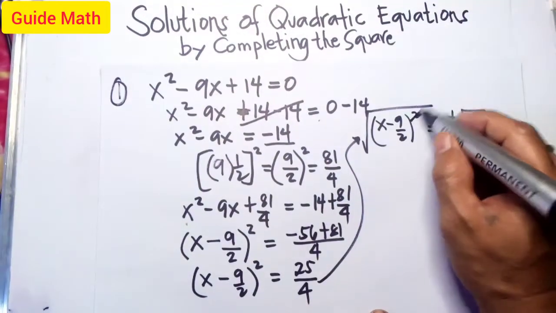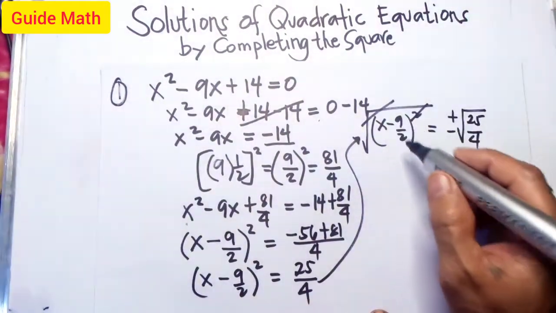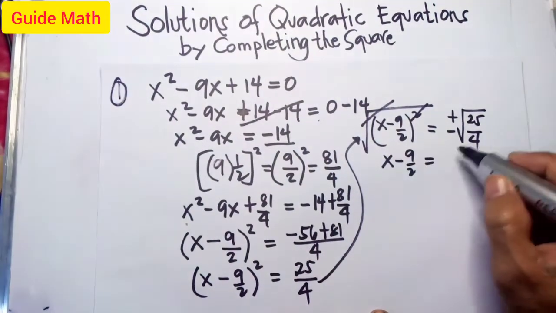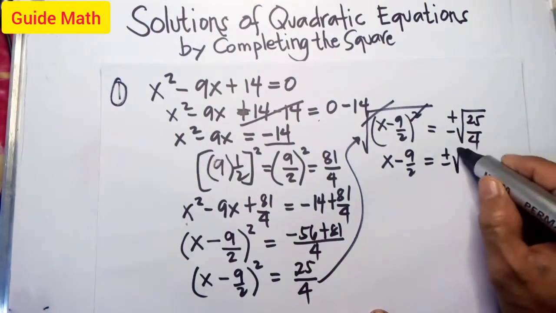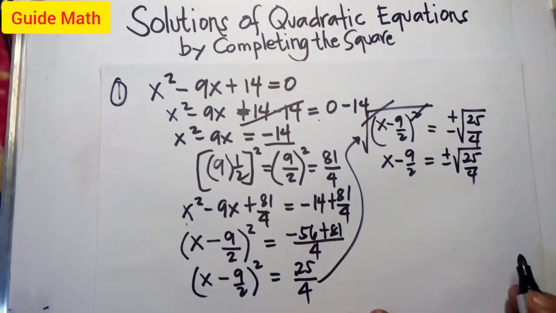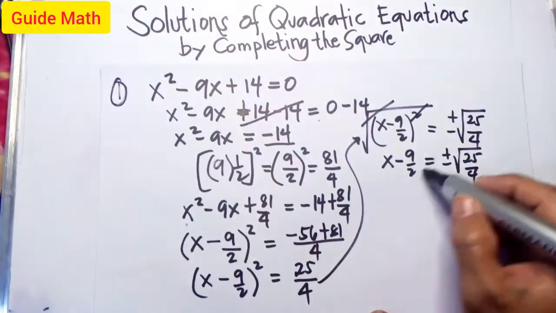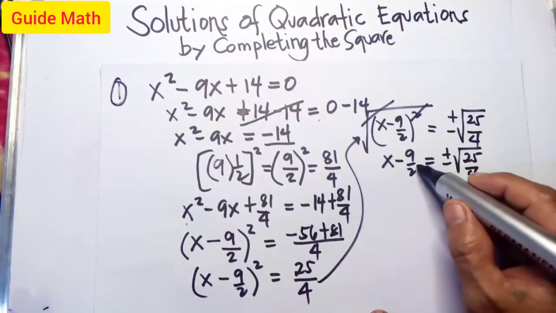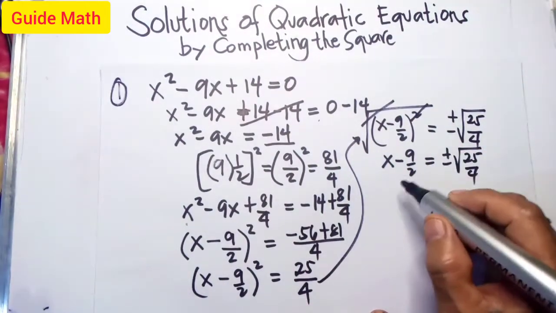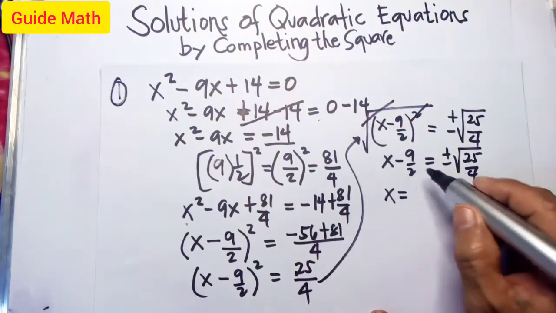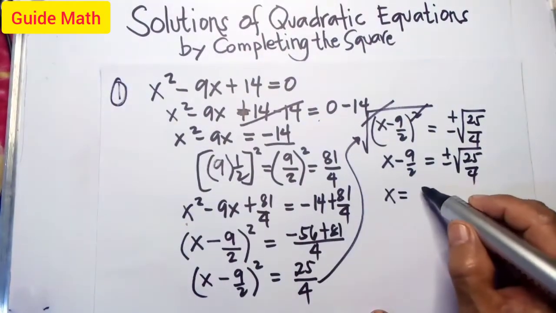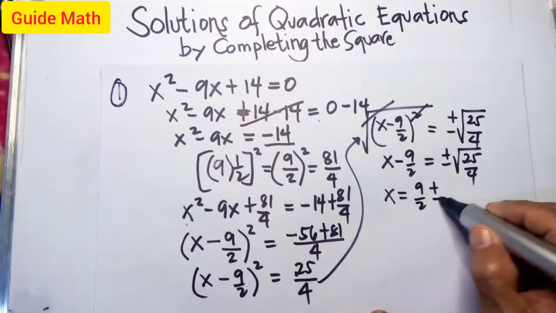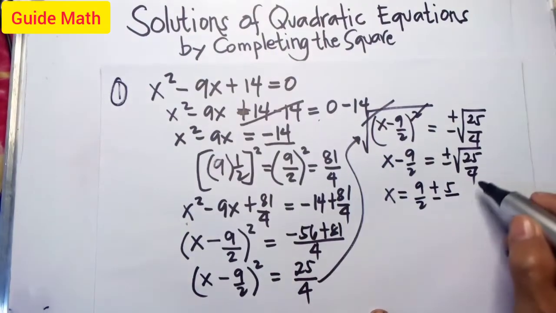So cancelling the square, we have x minus 9 over 2 is equal to plus or minus square root of 25 over 4. Then we apply the addition property of equality on the left hand side of the equation, so that what remains is x. We simply transpose that to the right hand side and the sign will change. This will become 9 over 2, or 9 halves, plus or minus square root of 25 is 5, square root of 4 is 2.